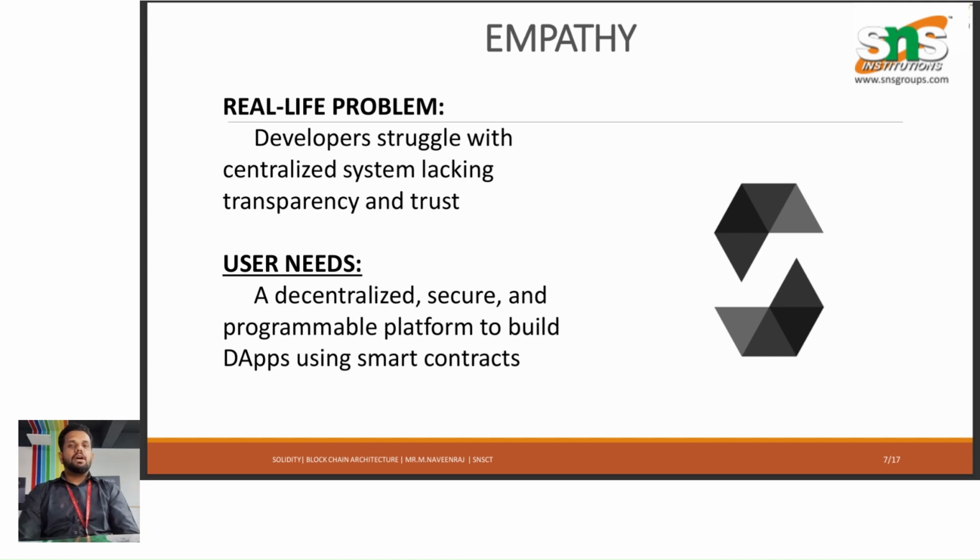In order to deploy a sample application, we have to use tools. Various tools are Remix IDE, MetaMask, Truffle, Hardhat. Remix IDE is a browser-based environment and MetaMask is a digital wallet, which connects to the blockchain. Hardhat is a development framework. Then Ganache is a local blockchain testing environment.